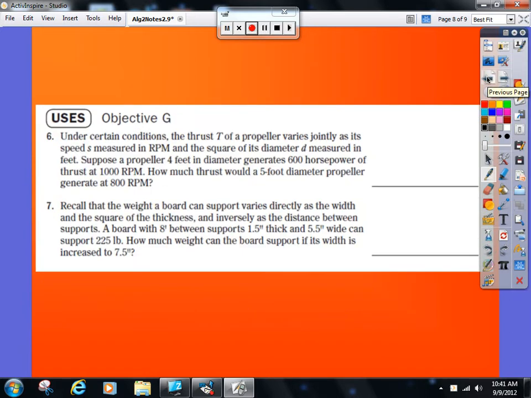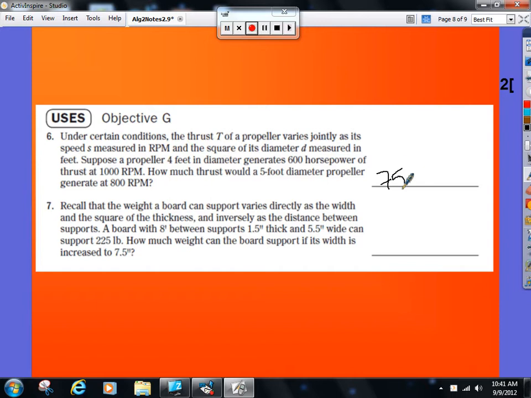Next one, 6 and 7, under certain conditions. Let me see if I can get you the answers here. This is 750 horsepower if you want to work it on your own. And 7 will be about 306.8 pounds. Okay, so let's go ahead and work it.